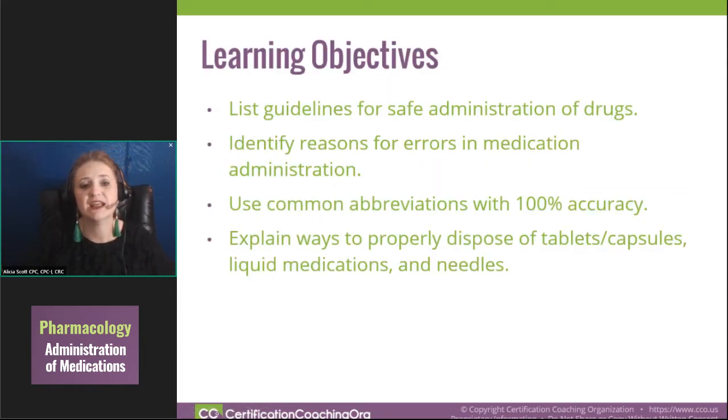We're going to talk about the guidelines for administration of drugs, or actually safe administration of drugs. We're also going to talk about the errors in medication administration that happen, so that you'll be aware of them. Abbreviations with 100% accuracy. We're also adding how to properly dispose of tablets, capsules, and other types of medication.